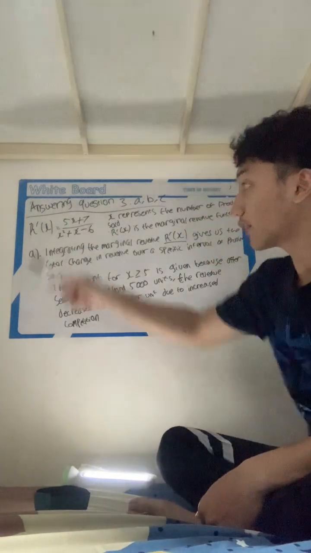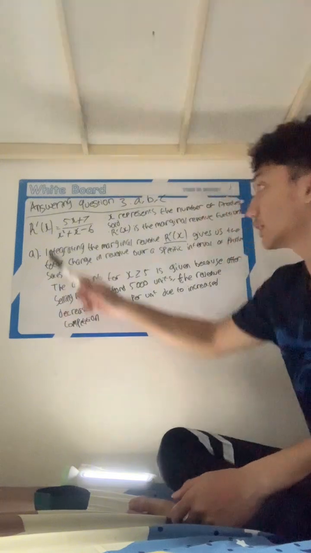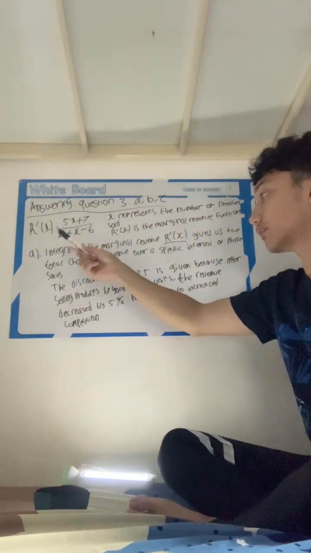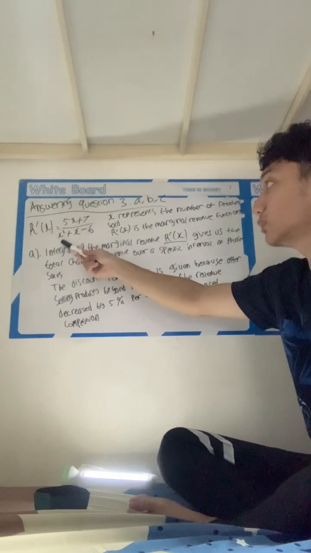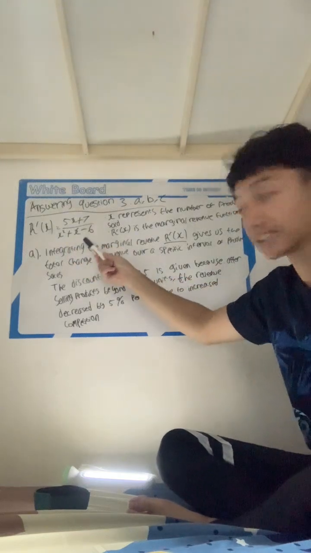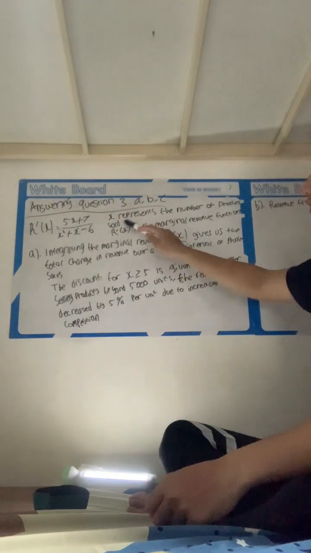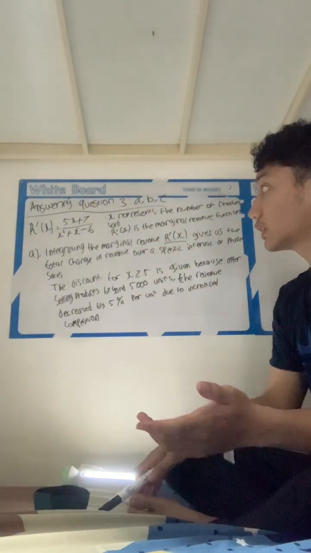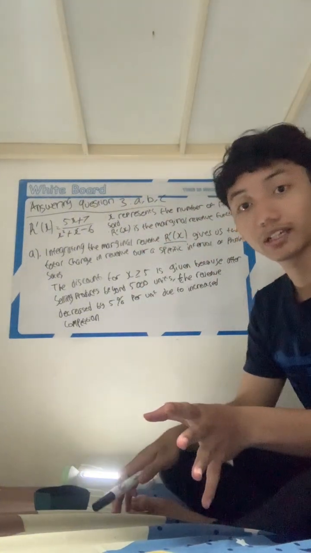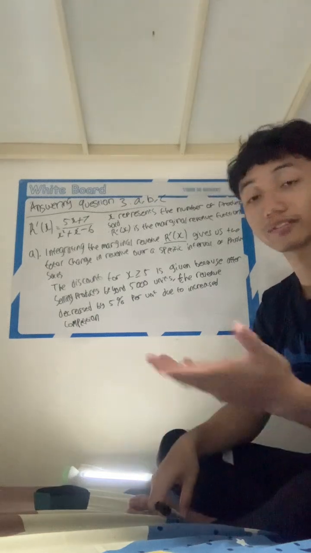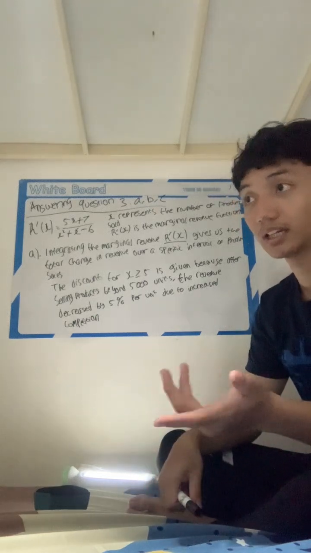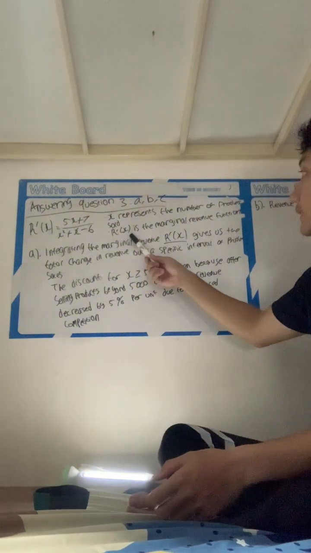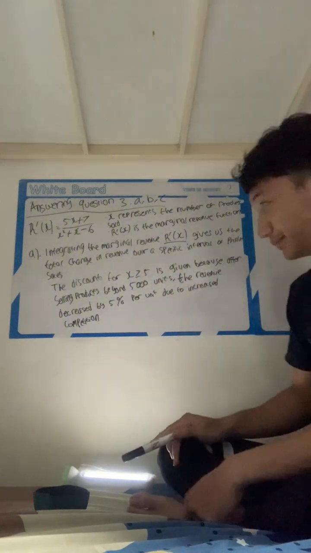Okay, so I already wrote it down. We have R'(x) equals (5x plus 7) divided by (x to the power of 2 plus x minus 6). So x represents the number of products sold in thousands. For example, if x is 5, it means 5,000, or if x is 3, that means 3,000, and so on. So R'(x) is the marginal revenue function.